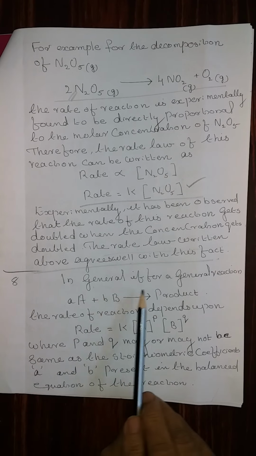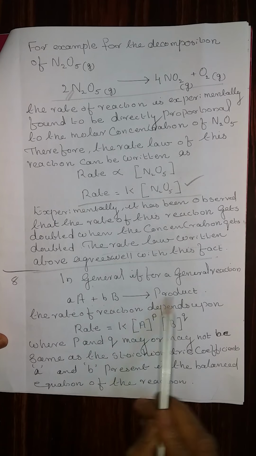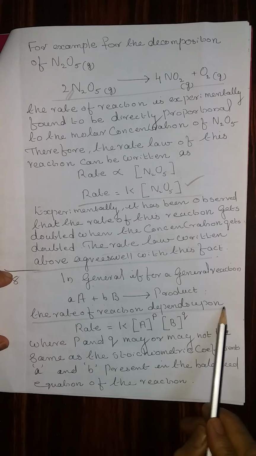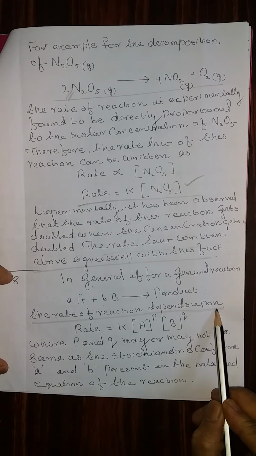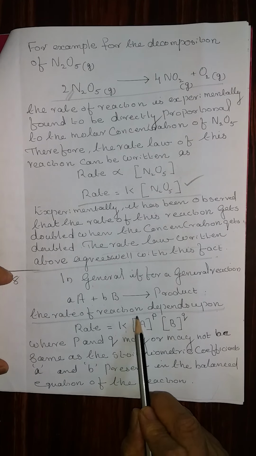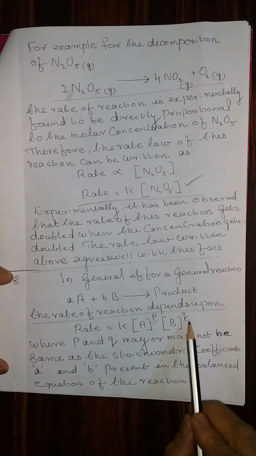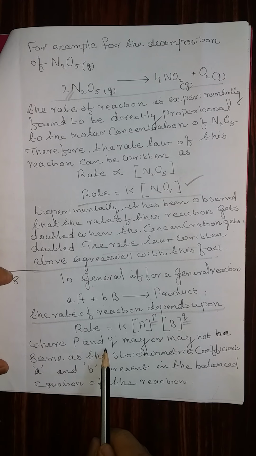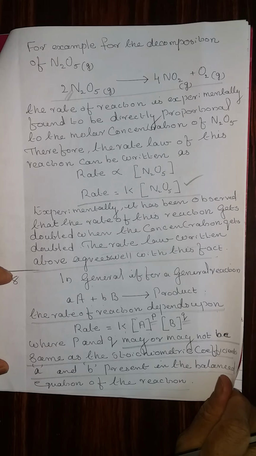In general, consider an equation aA + bB giving product. The rate of the reaction depends on the concentrations, that is, by experimental data. Rate can be written as rate = k[A]^p[B]^q, where p and q may or may not be the same as the stoichiometric coefficients of A and B present in the balanced equation of the reaction.